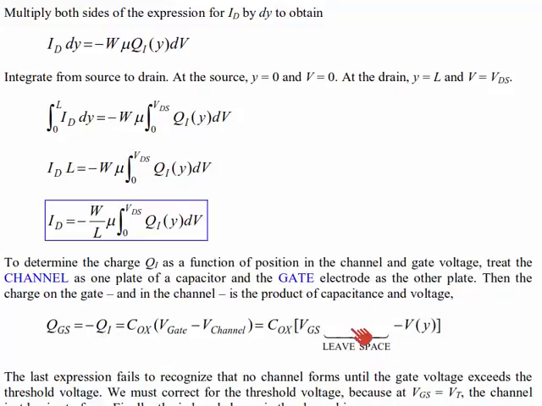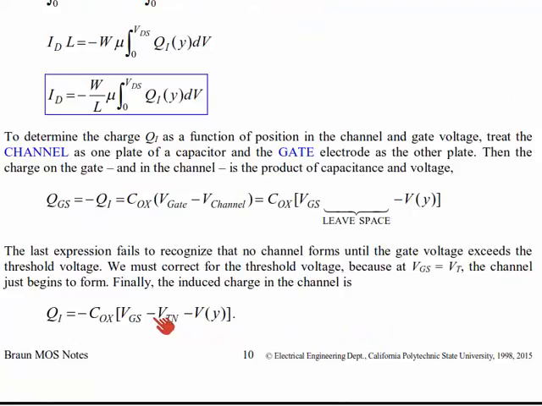Okay, why do we have to leave a space here? Because in our treatment of the MOS transistor, we assume that the transistor channel just begins to form at VGS equals the threshold voltage. So we're ignoring channel charge lower than that required to reach the threshold condition. Consequently, to establish something on the order of zero channel charge at that point, we have to subtract off the threshold voltage here. So we have, after including the threshold voltage, that the inversion charge is minus Cox, VGS minus VTN minus V of Y.